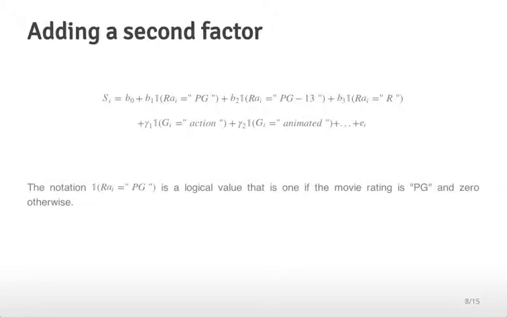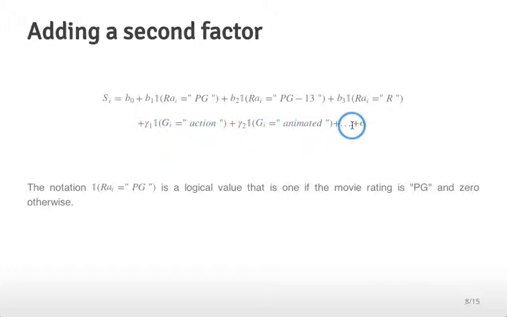But you might be interested in adding a second factor to your model and seeing what the relative contribution of these two factors is to the score. And so here we again have an intercept term B0, but now we have the same rating variables that we had before. So we have a level for PG, a level for PG-13, and a level for R. But now we've added a second variable, and this is for the genre. And so the genre actually has many more levels than just 2.